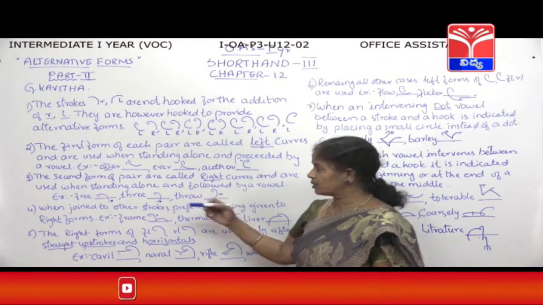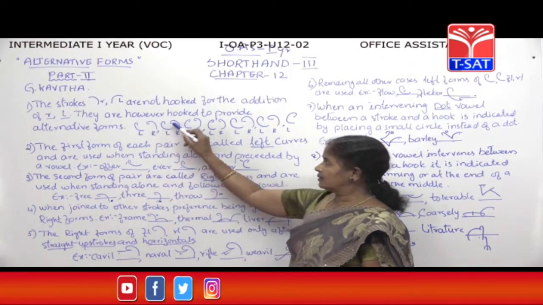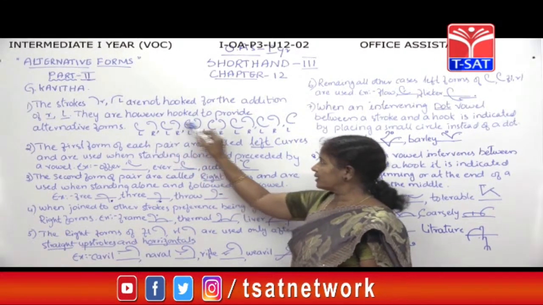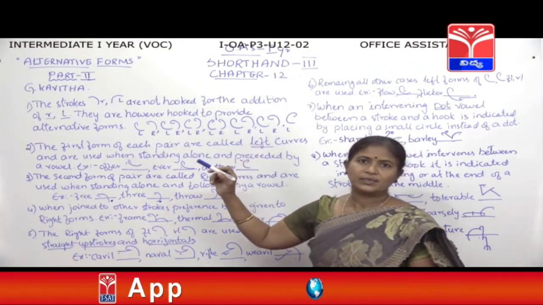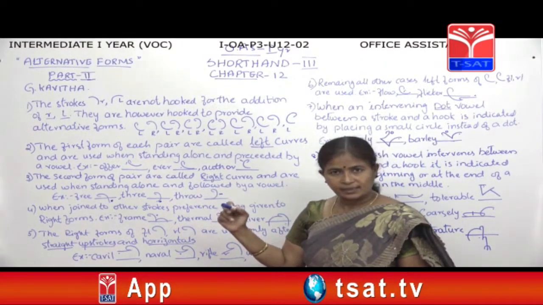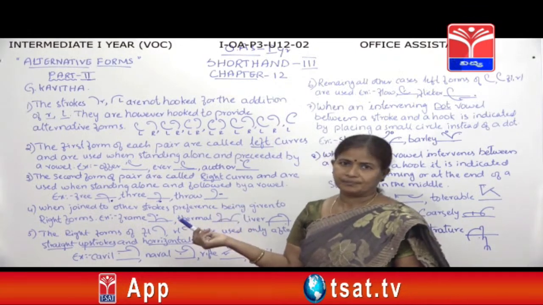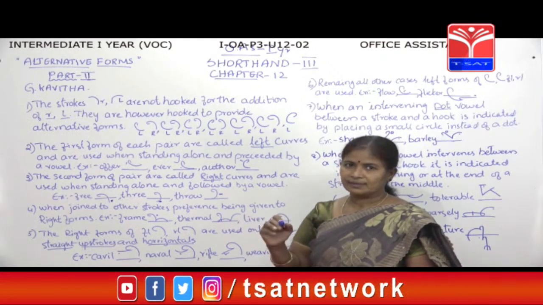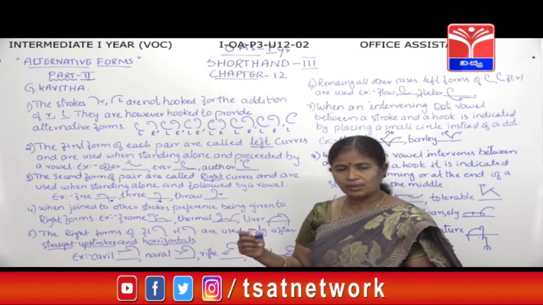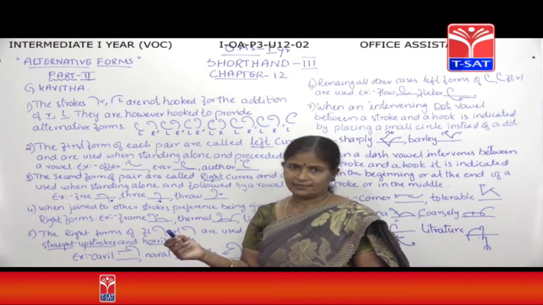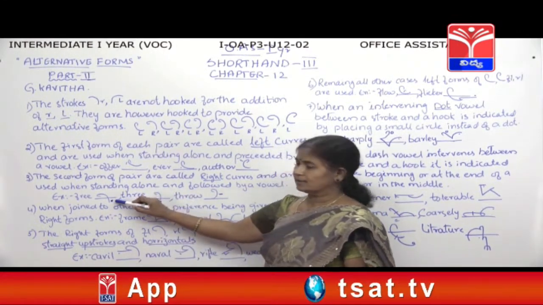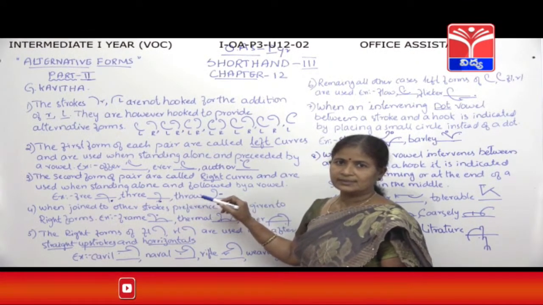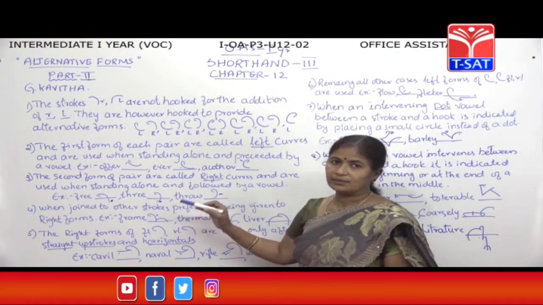And right forms, when do we use? The second pair. L means right. R means left. The right curves of fir, ver and der are used when standing alone and followed by a vowel. Examples of standing alone: free, fir, and a vowel is following. So fir standing alone and followed by a vowel, we use right forms. Look at the examples: free, three, throw. Ter, fir, they're standing alone and followed by a vowel.